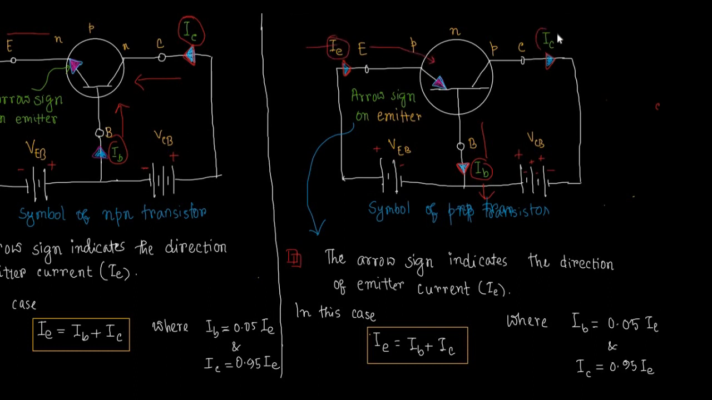IE flows into the P-type emitter. Collector current IC and base current IB flow away from the collector and base respectively. That's why IE is equal to IB plus IC. That means emitter current is the sum of base current and collector current.